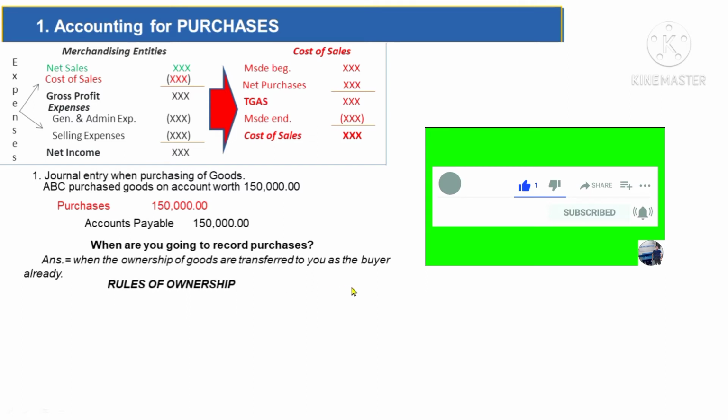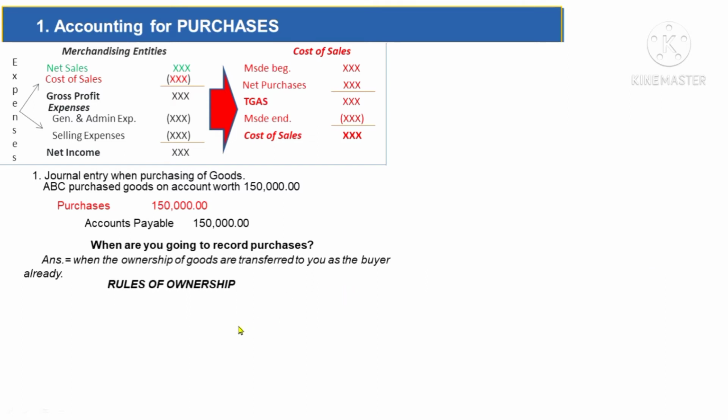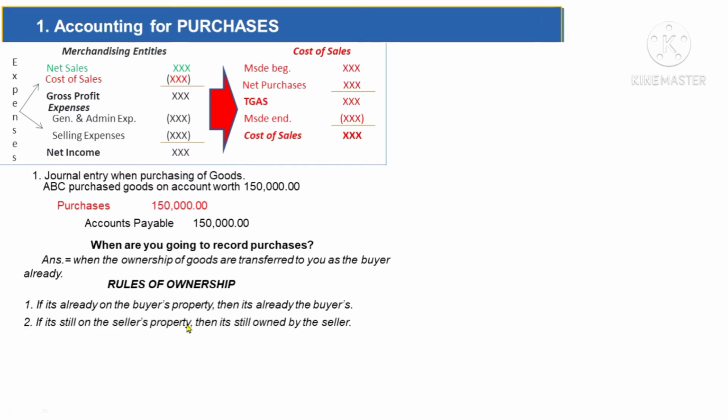Let's check the rules of transfer of ownership. Number 1, if it's already in your property, then it's already yours, except if you are only the consignee, because then you are just the custodian of those inventories. The only transaction you can account for as the consignee is the commission you are going to receive if the consigned goods are sold. Number 2 is just a reminder that if the goods are still on the property of the seller or supplier, then you can't debit purchases yet.